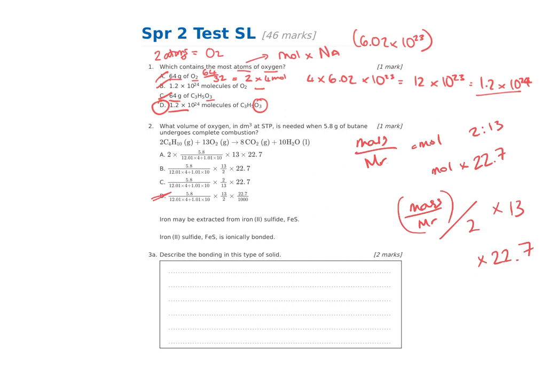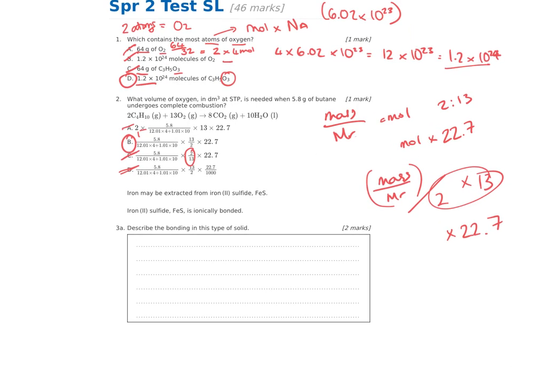So let's have a look at A. So 2 times is not right, because that would be 2 over 1. I'm going to divide it by 2, so A is not correct. So B is going to be 5.8 divided by carbon times 4, hydrogen times 10, times 13 over 2, which is the same as doing that, and then times by 22.7. So it's going to be B. And A would be wrong because we'd be dividing it by 13 and timesing it by 2, so we're going the wrong way with the molar ratio. So it's not C.